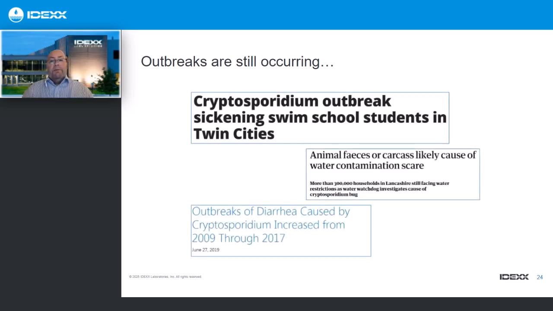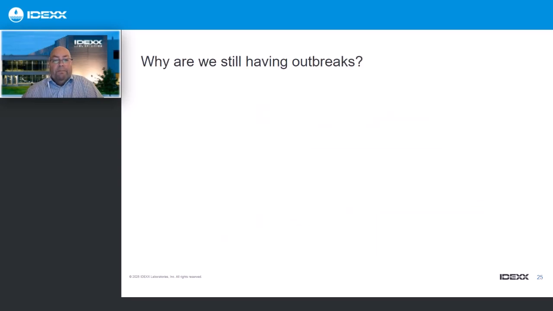Unfortunately, even though routine monitoring is ongoing, outbreaks are still occurring. There are Cryptosporidium outbreaks within swimming pools. Animal feces from animal carcasses is still entering the water system, and we do get outbreaks caused by Cryptosporidium. And from 2009 to 2017, this has increased significantly.